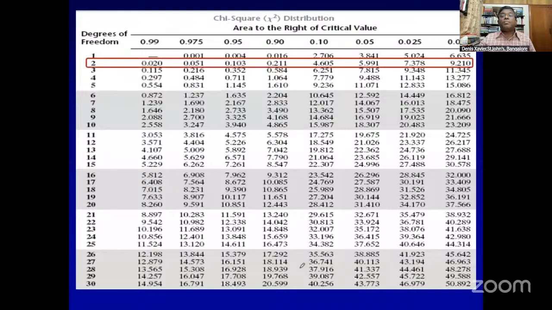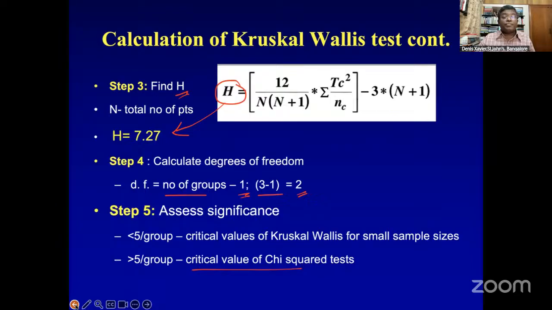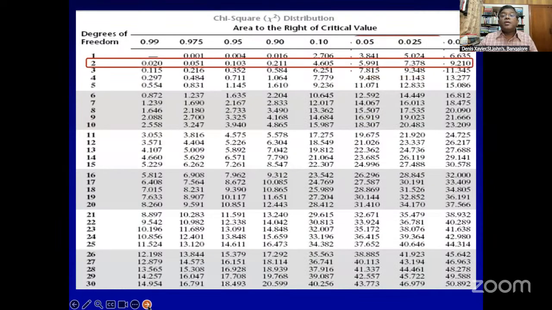Our P value of 0.05 for 2 degrees of freedom is 5.991. And why do we look at this now? Let's go back a little bit just to see the calculated number we got. It is 7.27. 7.27 in this table lies between 0.05 and 0.025, so we can comfortably say it is less than 0.05.